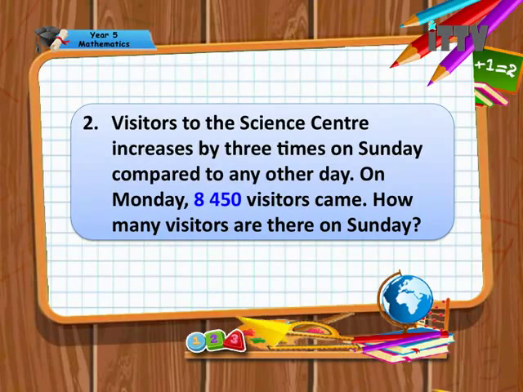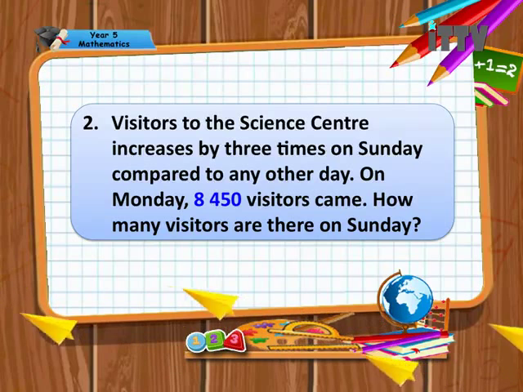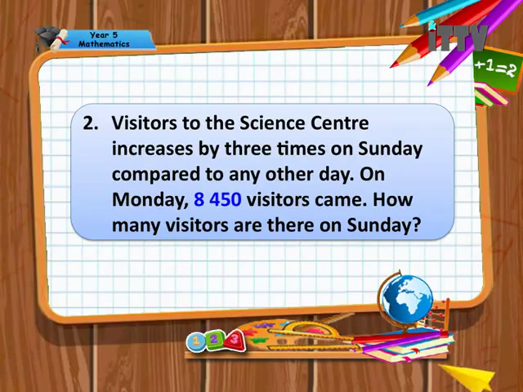I have a second question for you. Visitors to the Science Center increases by 3 times on Sunday compared to any other day. On Monday, 8,450 visitors came. How many visitors are there on Sunday? Let me repeat. Visitors to the Science Center increases by 3 times on Sunday compared to any other day. On Monday, 8,450 visitors came. How many visitors are there on Sunday?